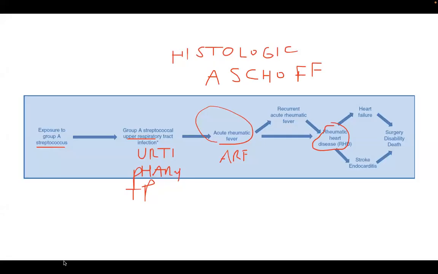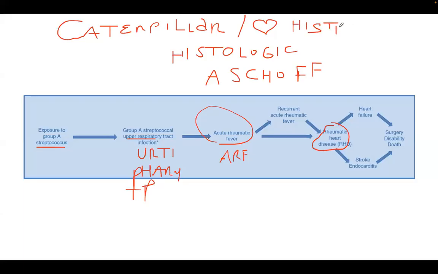If the histologic hallmark of rheumatic fever are the Aschoff bodies, what do we call the caterpillar cells or the histiocytes in the heart? We call them the cardiac histiocytes, or the caterpillar cells. I'm just going to draw a heart here. These are known as the Anitschkow cells.